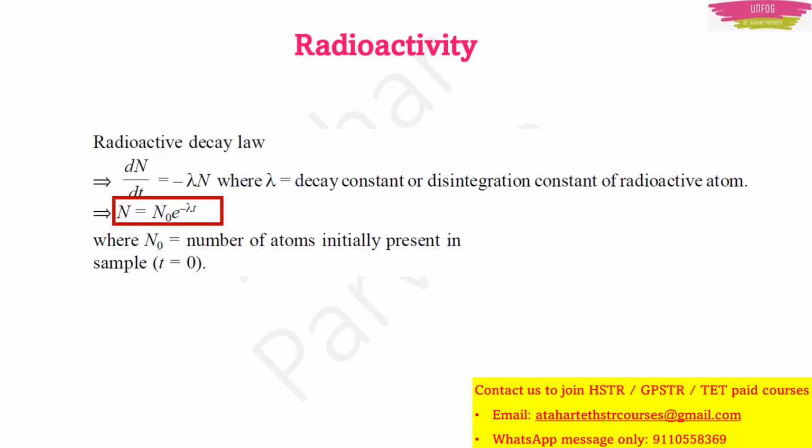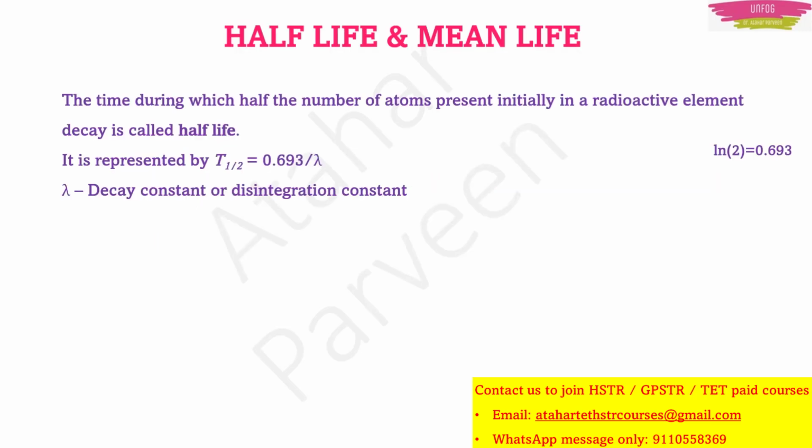Here N naught is the number of atoms initially present. And N will be the number of atoms present in the final stage. Lambda is the decay constant or disintegration constant of the radioactive atom. So just remember this formula, N equals N naught e to the power minus lambda t. t is the time. Don't worry, I will not tell you to use this formula also. I have my own tricks. I'll tell you.